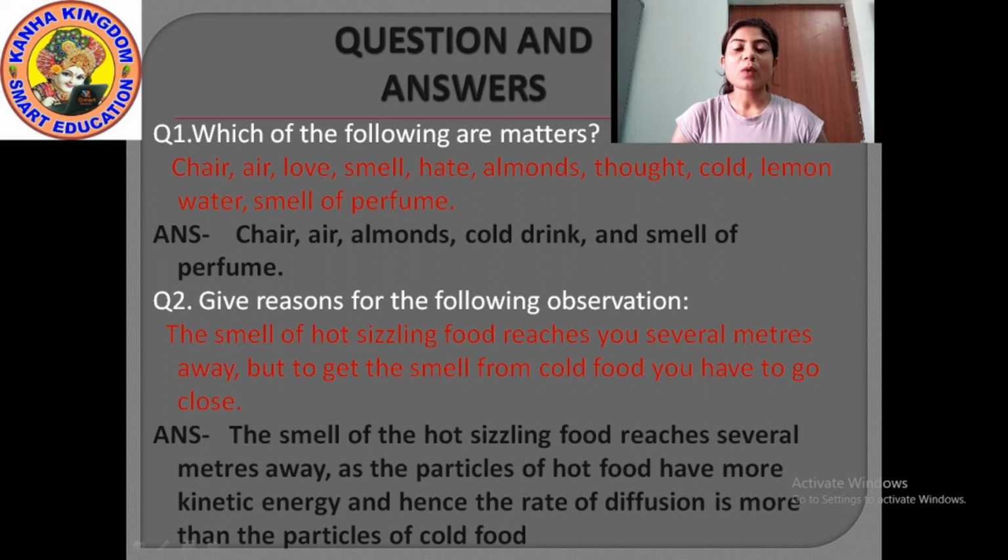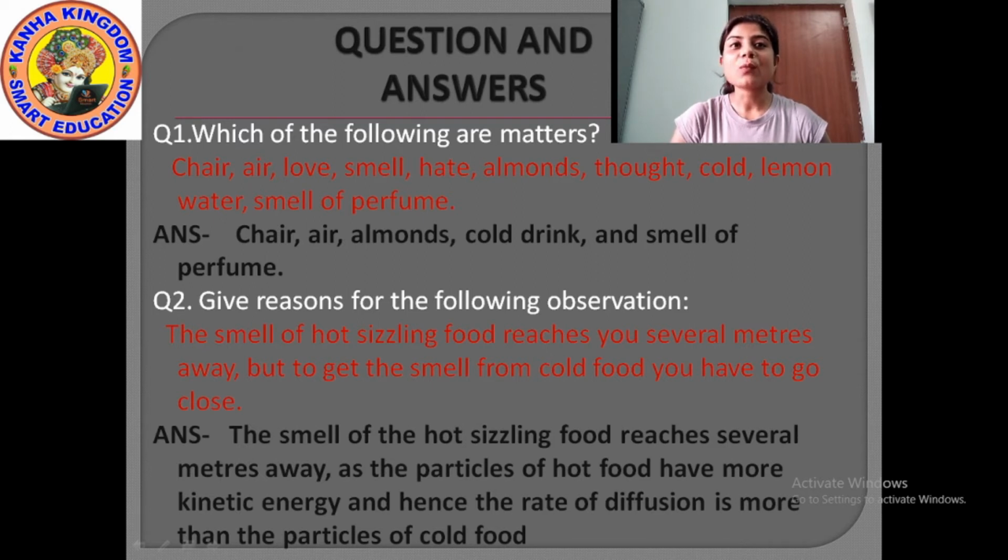Question number 2. Give reasons for the following observation. The observation is: the smell of hot sizzling food reaches you several meters away, but to get the smell from cold food you have to go close. I repeat my question. Give reason for the following observation. I will read out the observation. The smell of hot sizzling food reaches you several meters away, but to get the smell from cold food you have to go close.